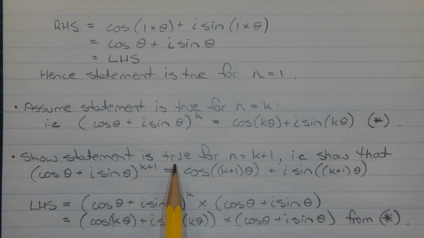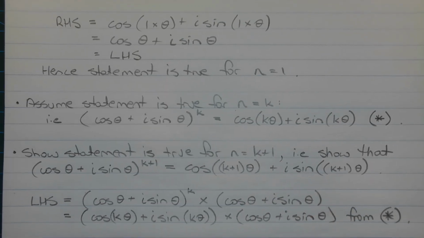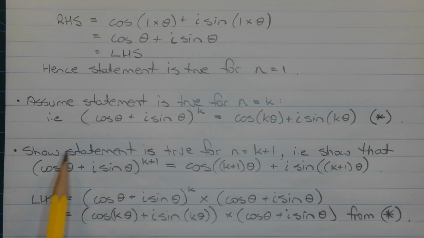Next, we need to show that the statement is true for n equals k plus 1. In other words, we need to show that (cos θ + i sin θ)^(k+1) is equal to cos((k+1)θ) + i sin((k+1)θ). Now, from the left-hand side, using one of our index laws, we can express (cos θ + i sin θ)^(k+1) as (cos θ + i sin θ)^k times (cos θ + i sin θ).